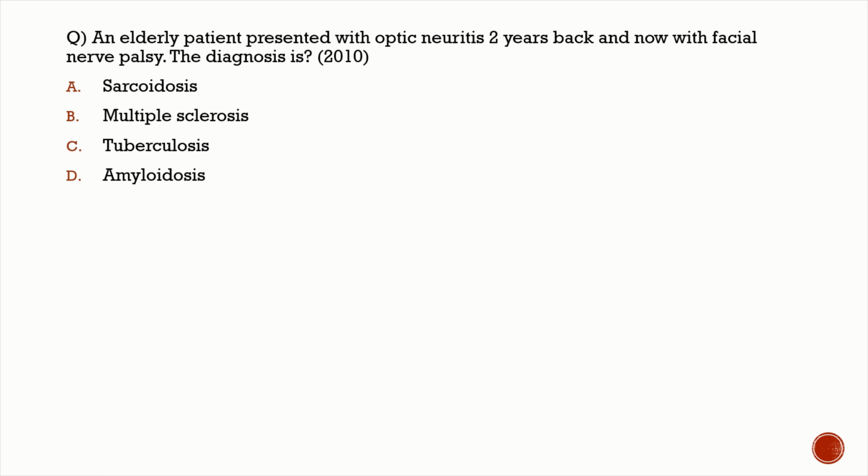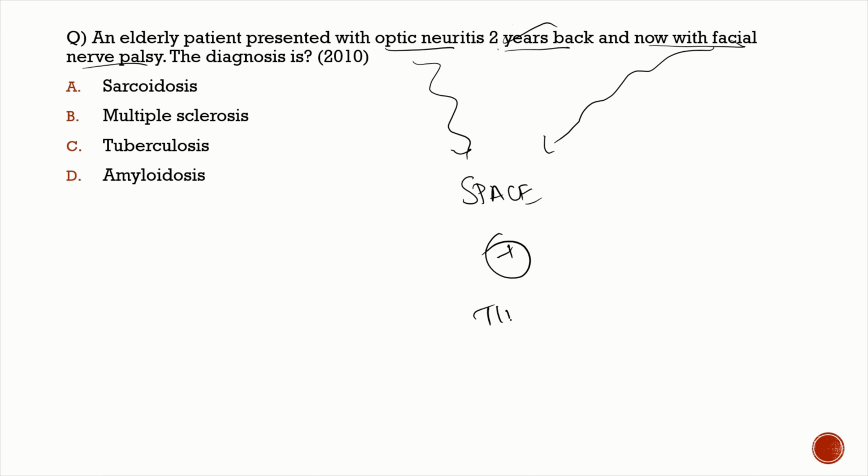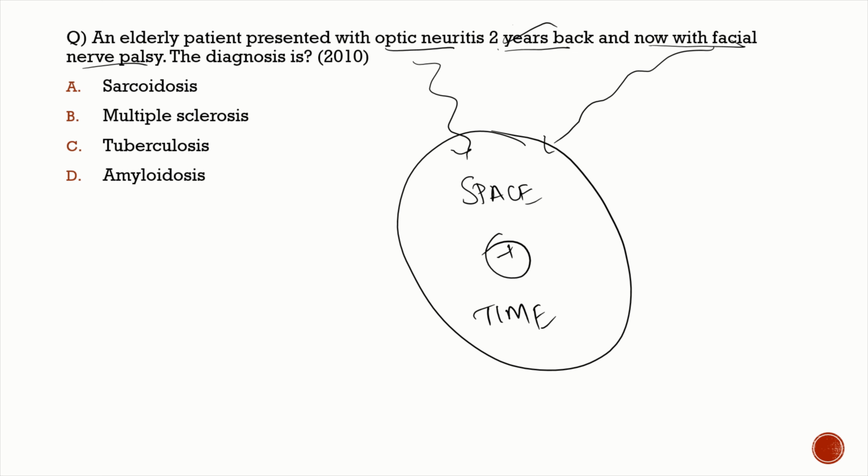An elderly patient presented with optic neuritis 2 years ago and is now presenting with facial nerve palsy. So here we have optic neuritis, we have facial nerve palsy. Are they both topographically related? No. So the lesions are disseminated in space. The optic neuritis occurred 2 years back, now he's having facial nerve palsy. So the lesions are also disseminated in time. Which condition has dissemination in space and time? It's going to be multiple sclerosis. That's the answer.